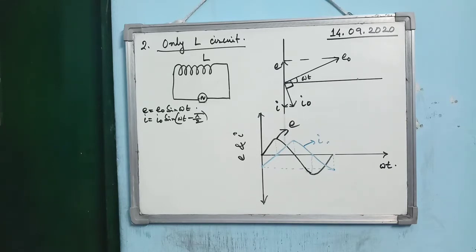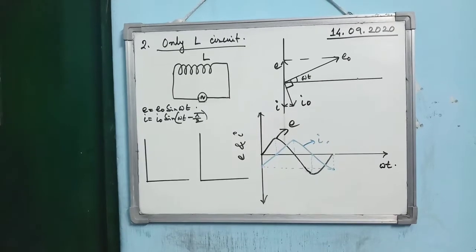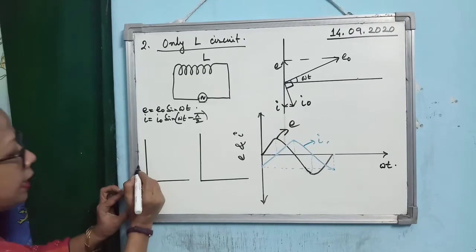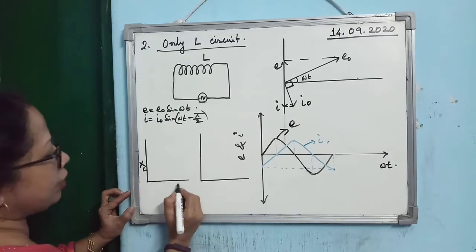So these are the two graphs for E and I, and the above diagram is the phasor diagram. Phasor diagram is very important. You must learn, practice and remember it for all kinds of alternating current circuit. Next, two more important graphs related with this topic, first is the XL versus F graph.